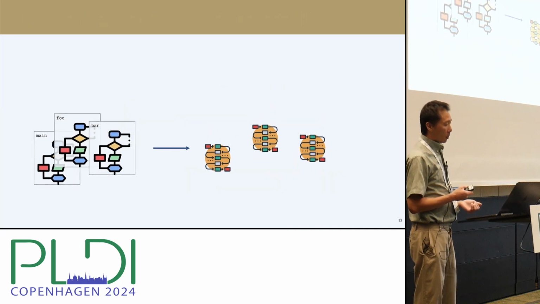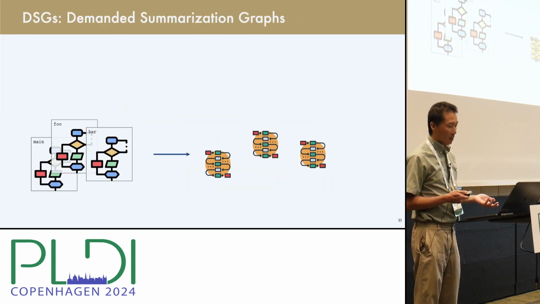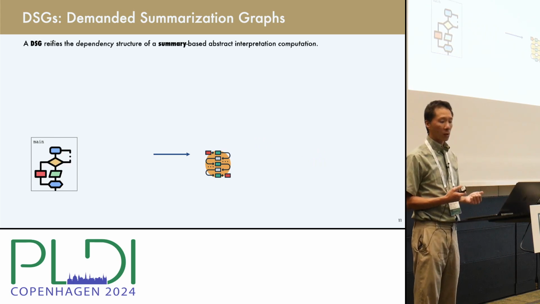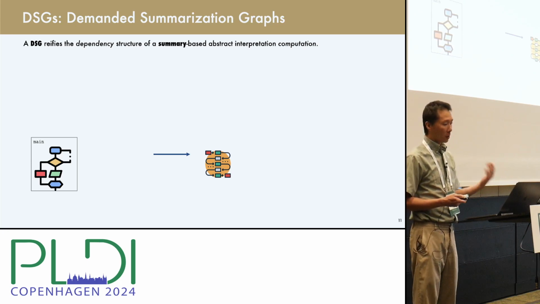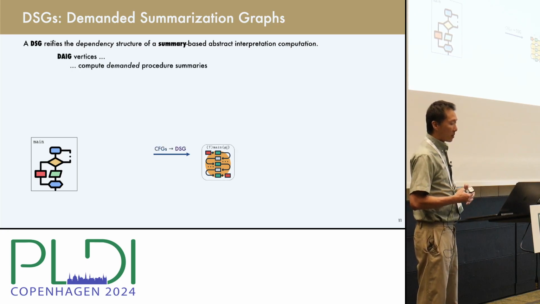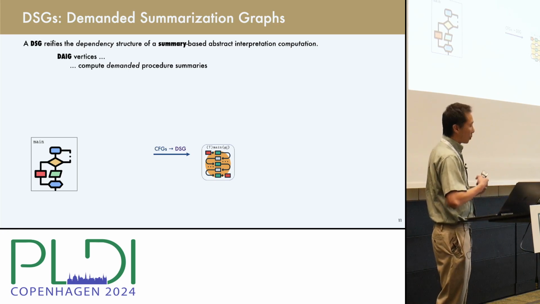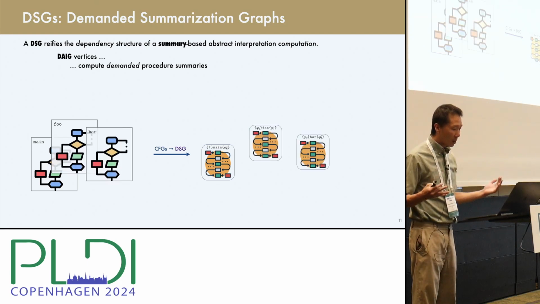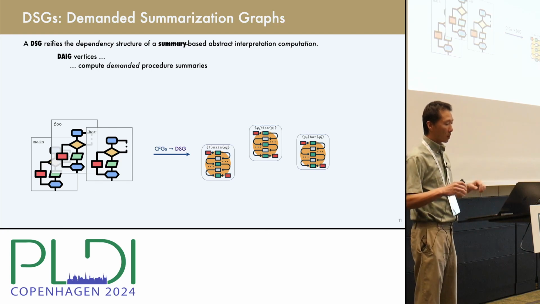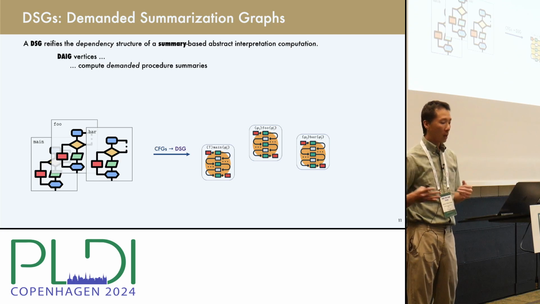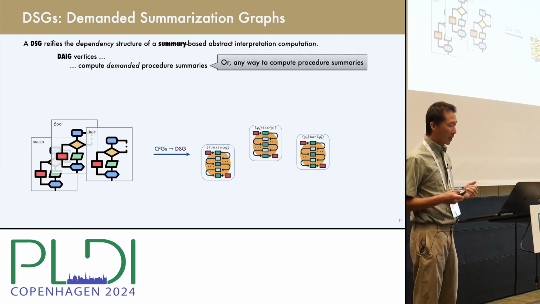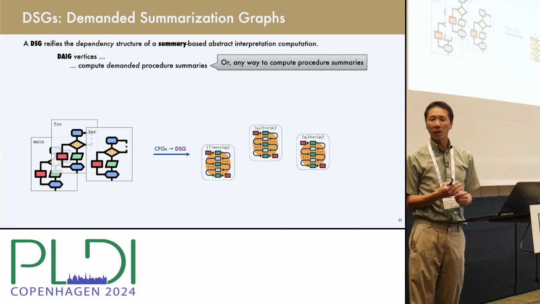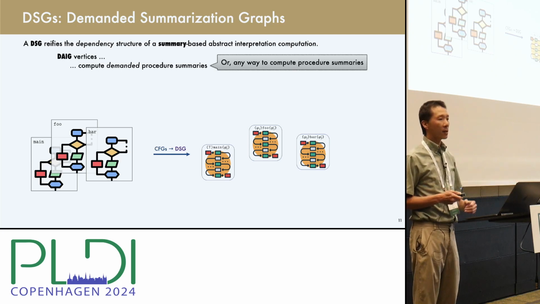Okay, so in our approach of a demanded summarization graph, a DSG reifies the dependency structure of a summary-based abstract interpretation computation. Okay, so what are those pieces? Now our vertices are going to be DAGs themselves that compute procedure summaries on demand. So if I have main, foo, and bar, then the corresponding DAGs can correspond to procedure summaries. Or really, the DSG doesn't care what's underneath. You could have some other way to compute procedure summaries, but for concreteness, I'm going to instantiate them with DAGs.